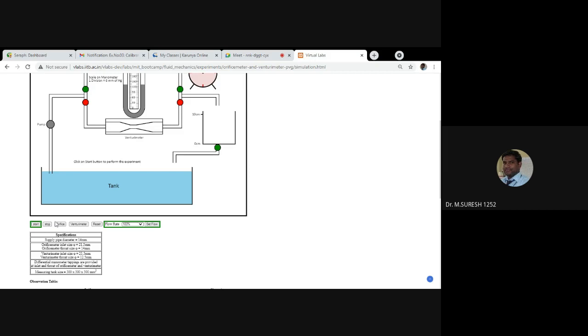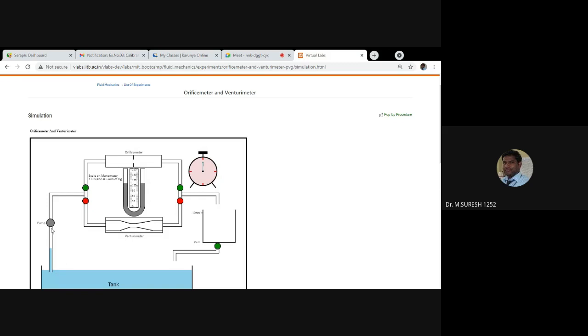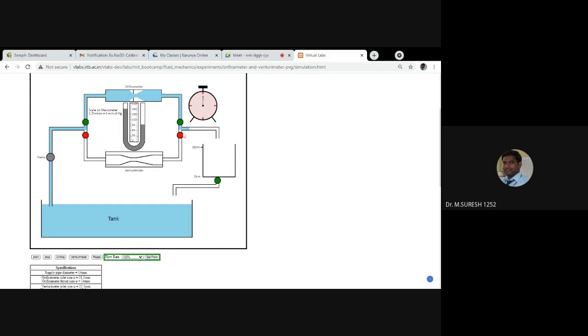If we select Orifice and start the button, the water will flow directly to the Orifice meter, not downwards to the Venturi meter. If you look at the flow, it moves directly to the Orifice meter, and on reaching the manometer, you have to take the reading for the left side and right side, and also for every 10 centimeter rise of water. So just wait here. Once the water reaches the tank, it shows the repeated procedure. Just look here.